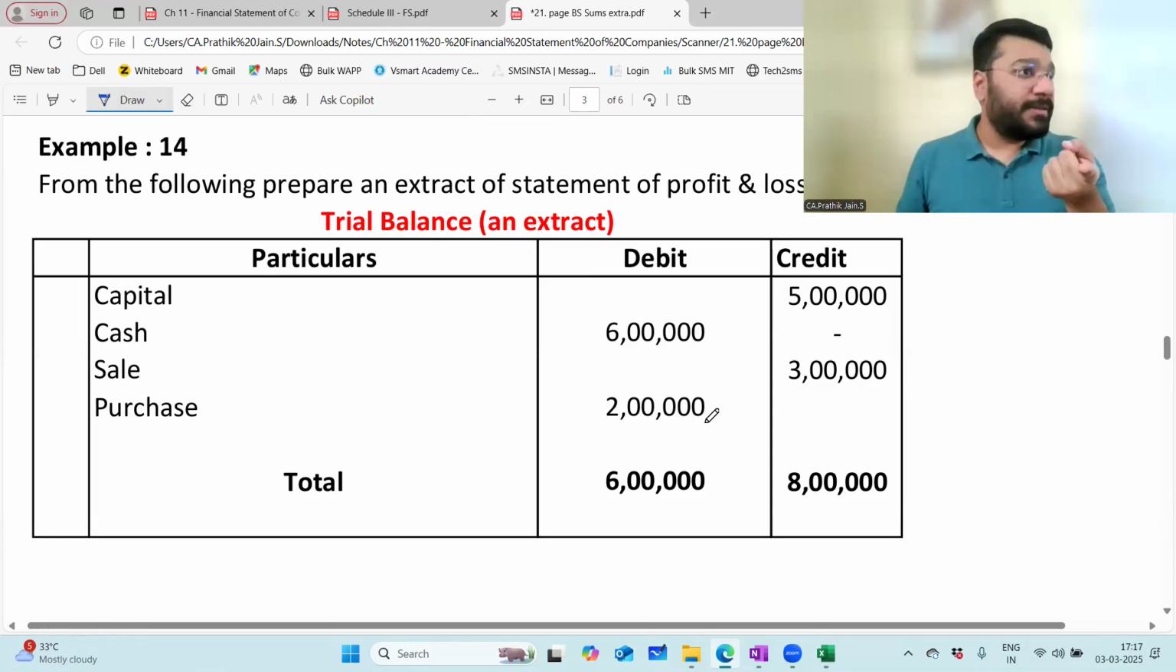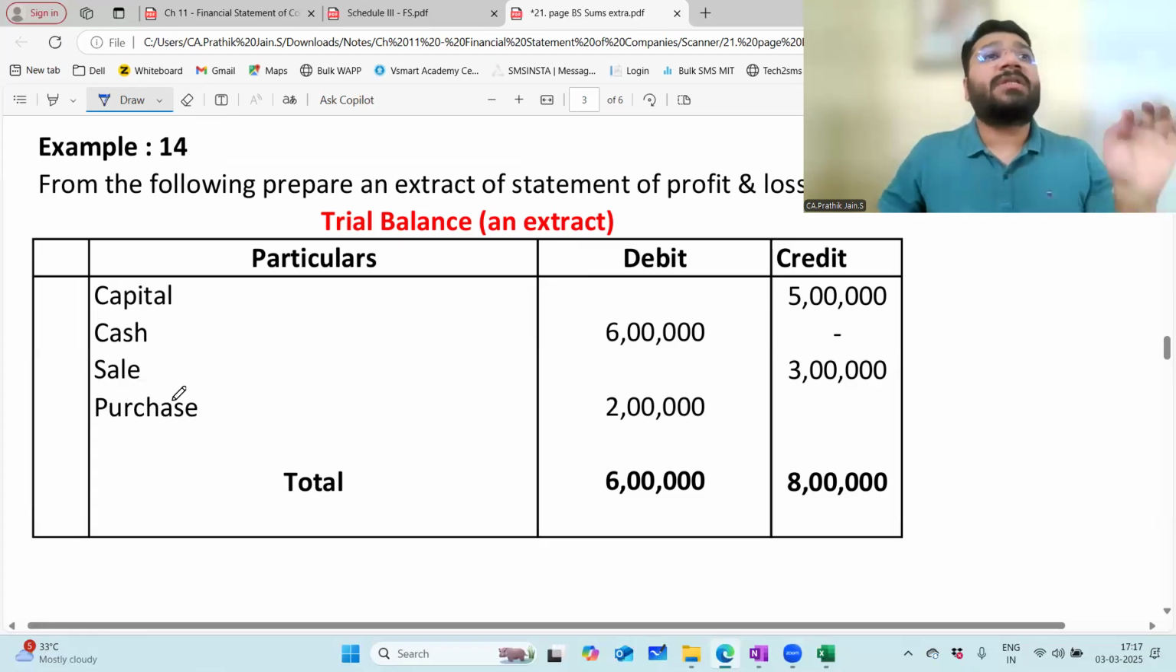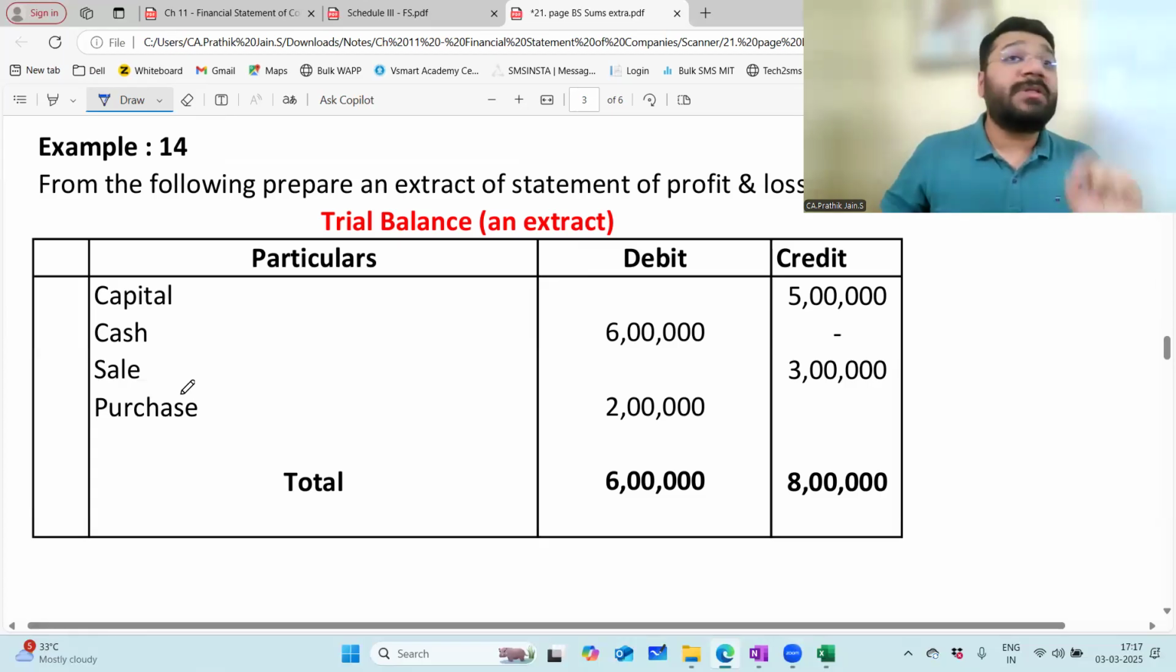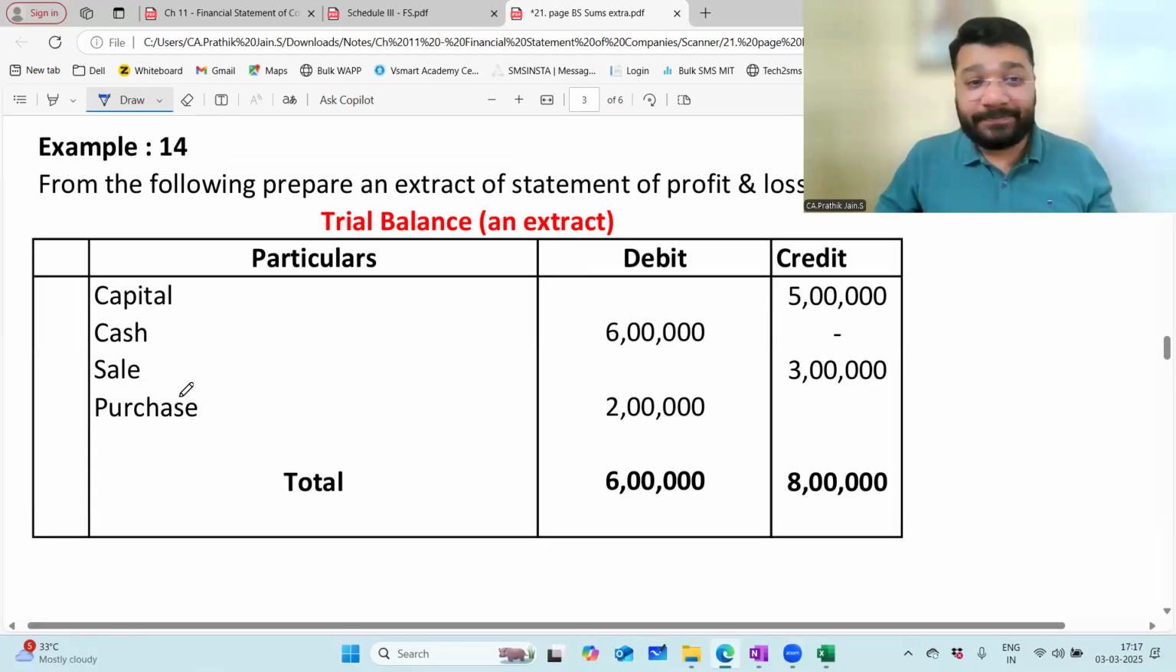They'll give you one trial balance with this information. After this, you're supposed to prepare the statement of P&L. After the statement of P&L, you're supposed to prepare again the trial balance, not the balance sheet. Okay. Now please tell me, out of these 4 items, which 2 or 3 or 4 items will go to your statement of P&L?